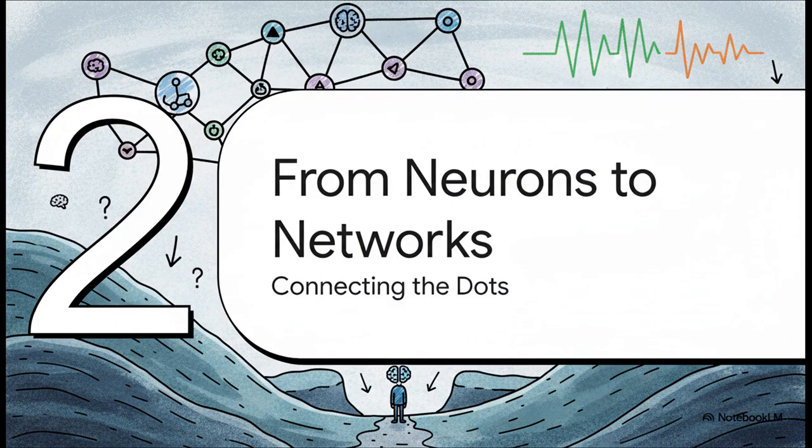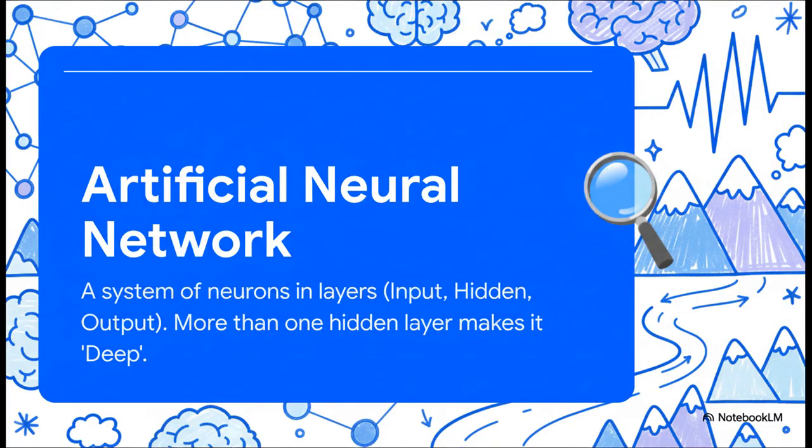Okay, so one neuron on its own is, well, it's just a switch. Kind of boring. The real magic, the stuff that makes AI work, happens when you connect millions or even billions of them together. And that's how you get a network. You have an input layer that takes in the raw data, like the pixels of an image. That data flows through one or more hidden layers, and that's where all the heavy lifting, all the complex calculations happen. Finally, it reaches an output layer that gives you the answer, like cat or dog. And when you start stacking up a bunch of those hidden layers, that's when you get a deep neural network.